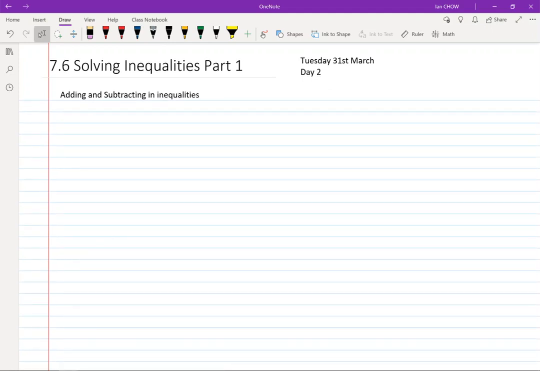I'm splitting this lesson into two parts. This is going to be part 1, 7.6 inequalities, and we'll be talking about adding and subtracting in inequalities. Then in part 2, we'll do multiplying and dividing in inequalities. So first of all, what is an inequality? Inequality means that it is not equal.